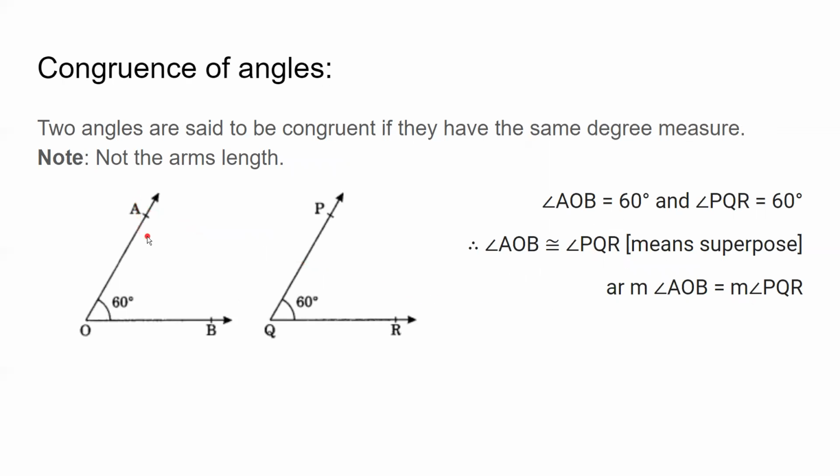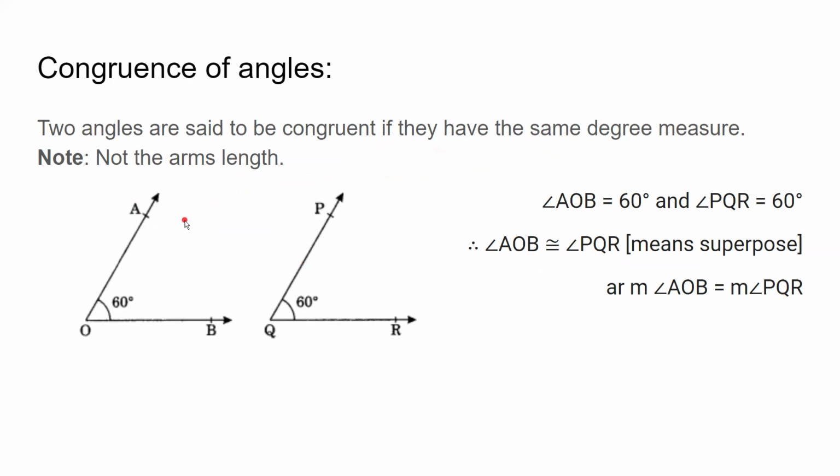Next is congruence of angles. Now, two angles are said to be congruent if they have the same degree measure. Remember this. For congruence of angles, we only see the same degree measure, not the length of the arms.